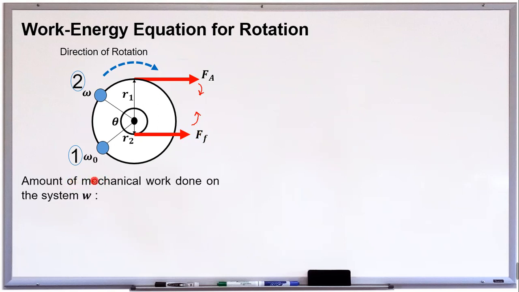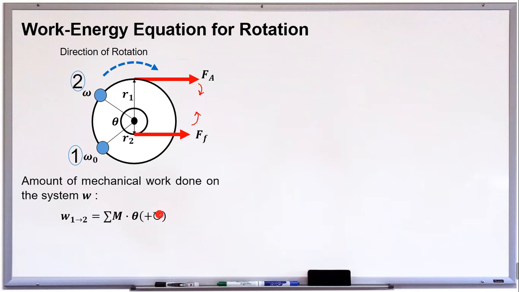Next, we will quantify the amount of mechanical work done on the system, denoted by the small w. The work done from the initial state 1 to the final state 2 is just equal to the summation of moment times the angular displacement. Same with the mechanical work done for translation, we will also put some sign convention for rotation. We take positive if the direction of the moment matches the direction of our rotation. The direction of our rotation, as you can see from this diagram, is counterclockwise.